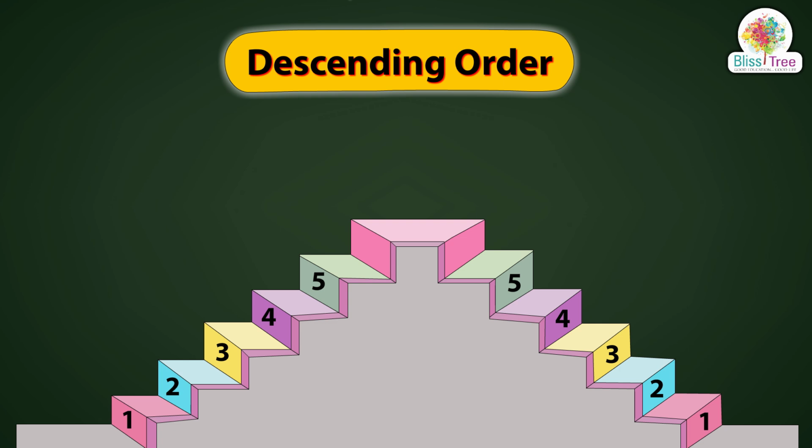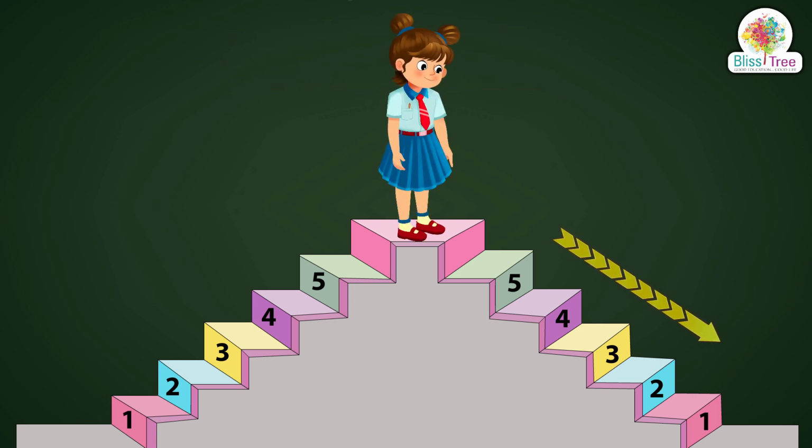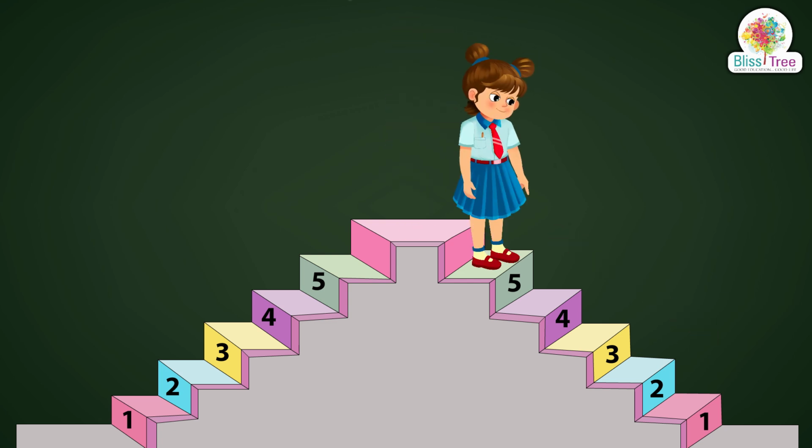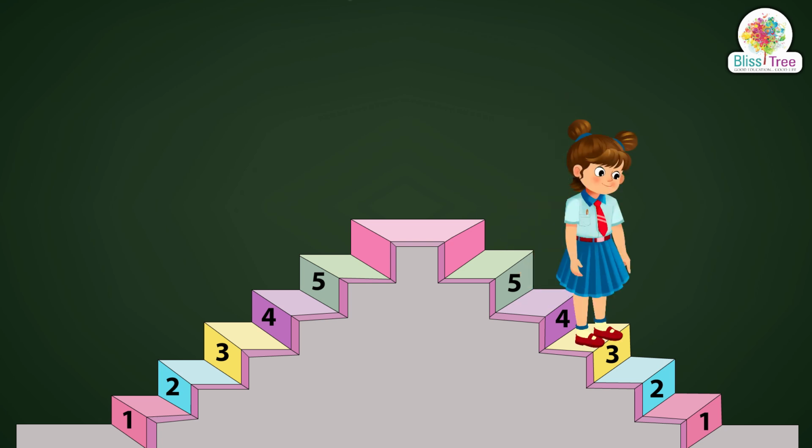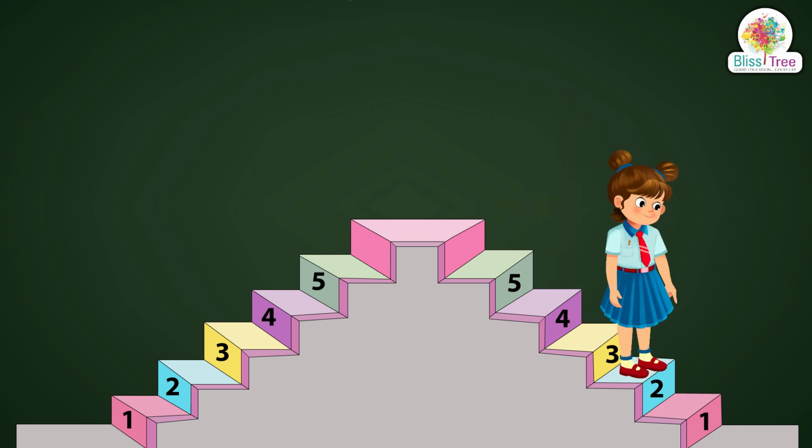Descending order. Now look at Chitra. She comes down the stairs. She counts backwards from 5 to 1. 5, 4, 3, 2, 1.